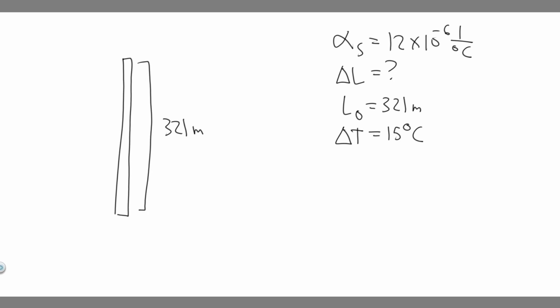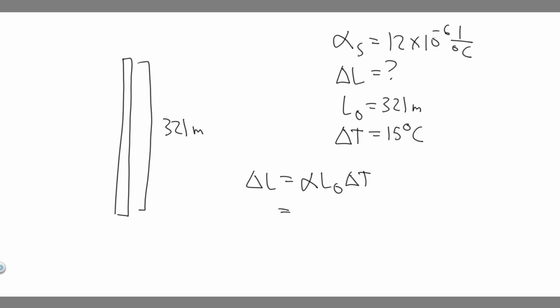And so what we're trying to find is delta L. And so luckily, there's a formula that just relates all these values. And so the change in length is equal to the coefficient of linear expansion, right? So alpha multiplied by the initial length times the change in temperature. So if we know these three values, we can find the change in length, which is exactly what we want. We're trying to find how much taller it gets. And so all we have to do is just plug in the values.